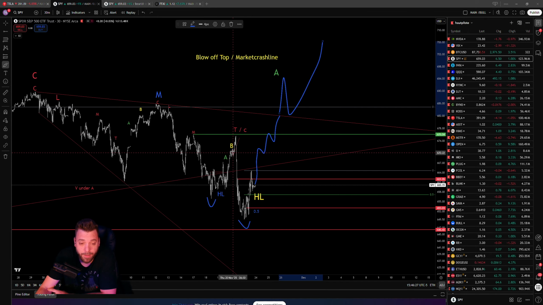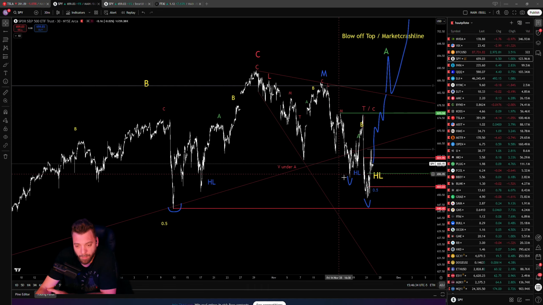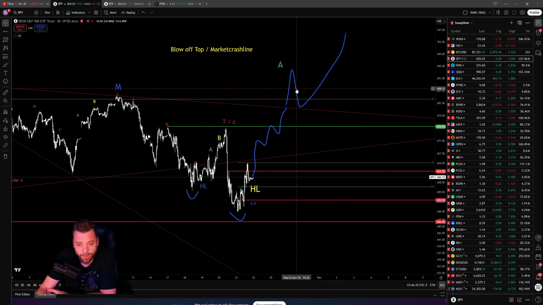Or maybe because of this big drop, you just see a V out of it. A V like here. Boom, boom. Could absolutely happen. Bullish bearish inversion would mean you get your A somewhere in here.